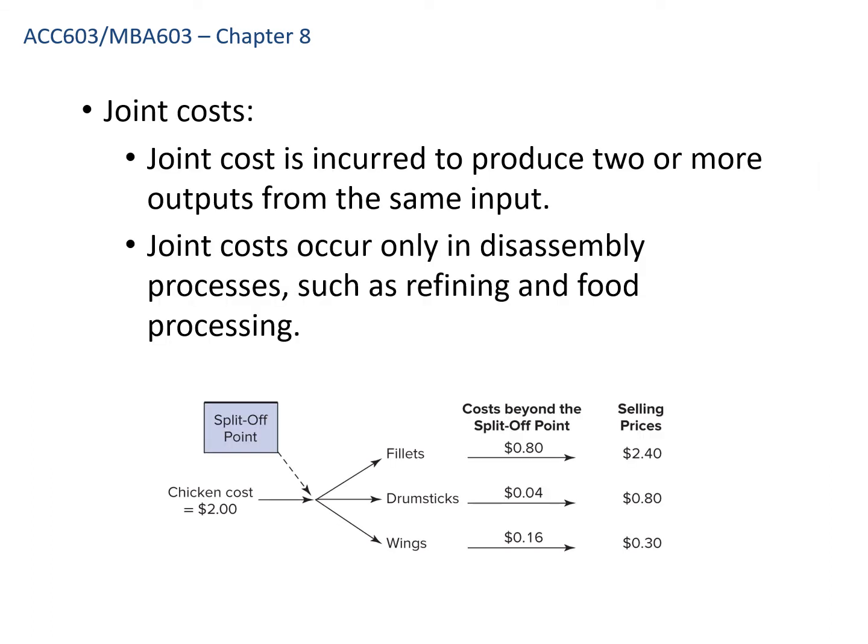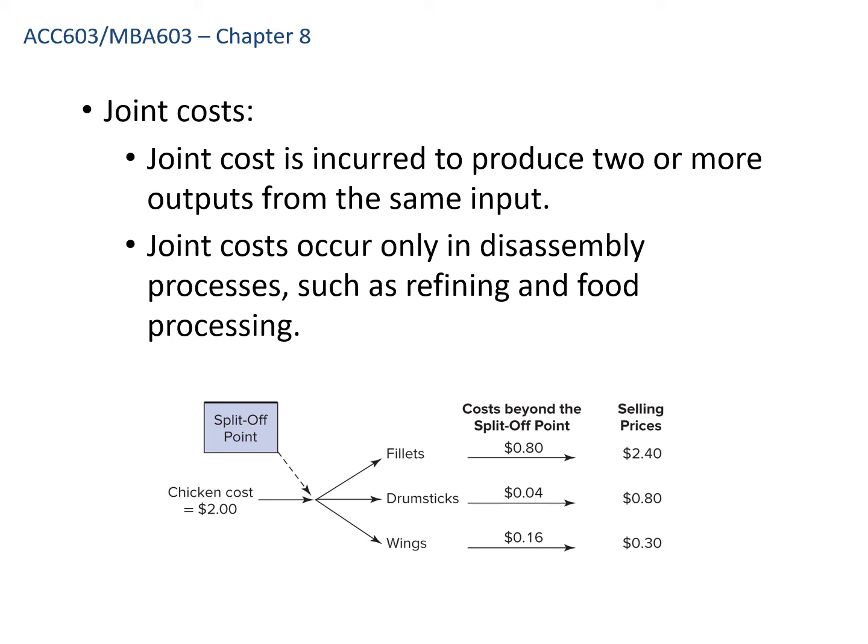The last thing I want to talk about are joint costs, and joint costs occur not in the assembly process. So assembly is bringing a bunch of things together to make one final product. The joint costs occur in a disassembly process. So the example they used in the book is we have a chicken, okay? And maybe it's a plucked chicken ready to be dismembered. So I hope any of you that are vegans aren't disgusted by this example.